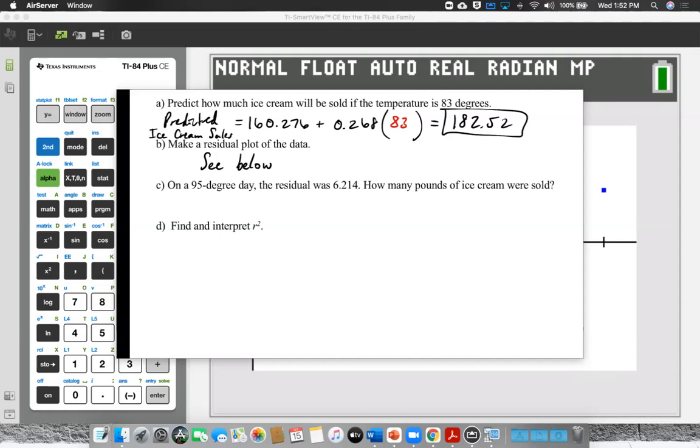Another way to do it is just use the formula. The formula is residual equals y minus y hat, right? Okay, so which ones do we know? We know the residual, so let me change that one. I'm going to erase that one and put 6.214. You can calculate the prediction if you use 95 inside the equation. So I'm gonna plug in 160.276 plus... instead, I'm gonna put 95 in here, whatever I get as an answer.